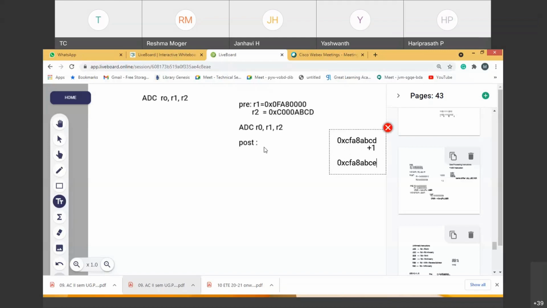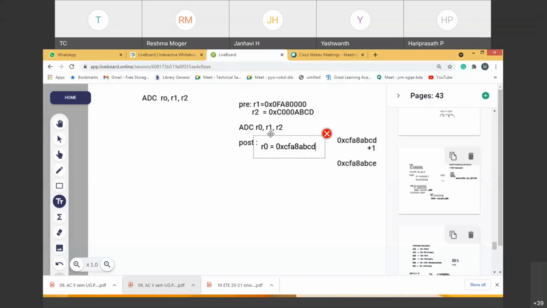So it means your R0 will have the content 0xCFA8 ABCE. While writing these steps, you should perform the operation on the left side and show the result. That result you should show in pre and post operations. That is what it is with carry. If the carry flag is set, that carry flag is taken and added along with the carry.